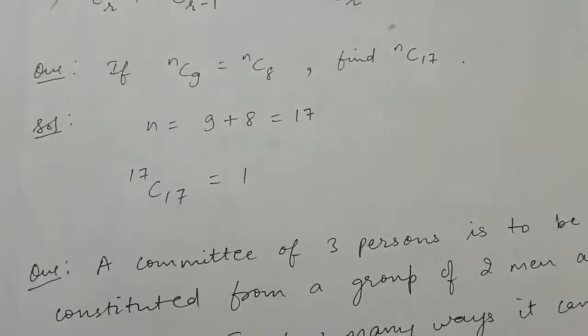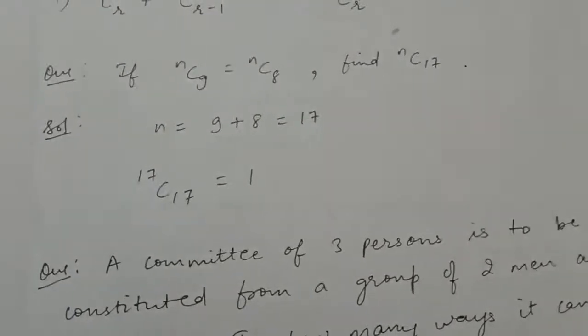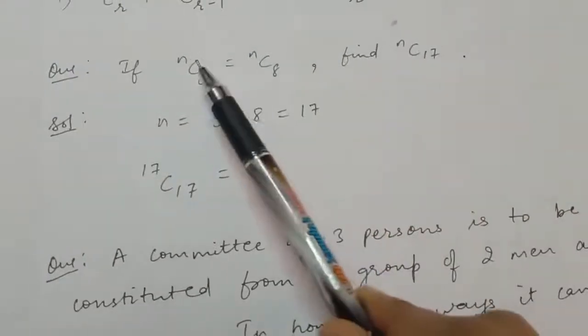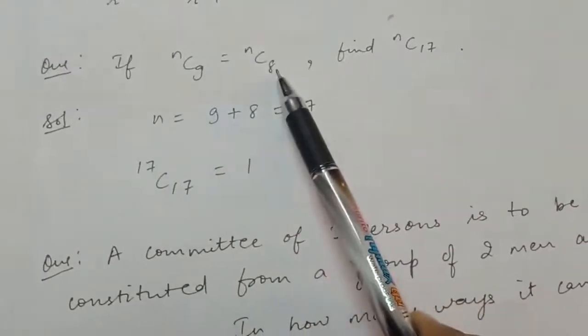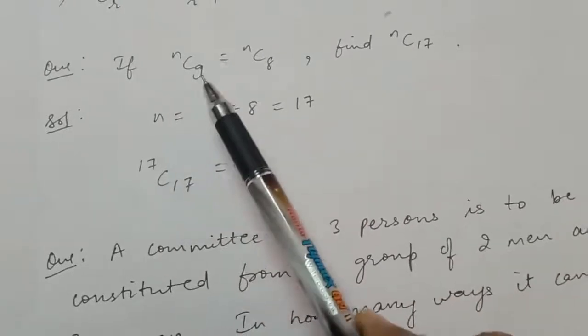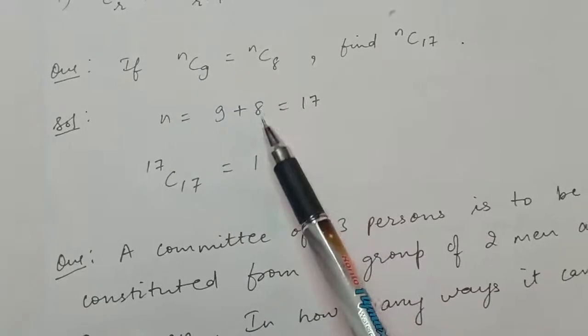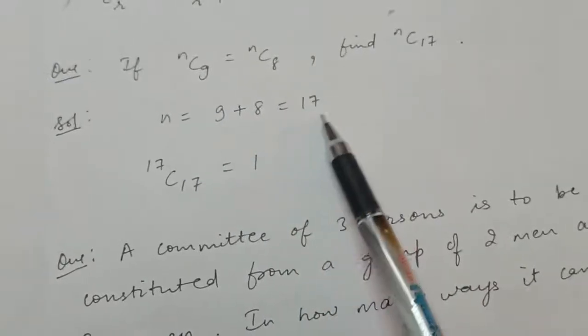Now see the question. If nC9 is equal to nC8, find nC17. Now we know that because nCR is equal to nCS, then n is equal to R plus S. Here R is 9 and S is 8. So you will get n as 17.